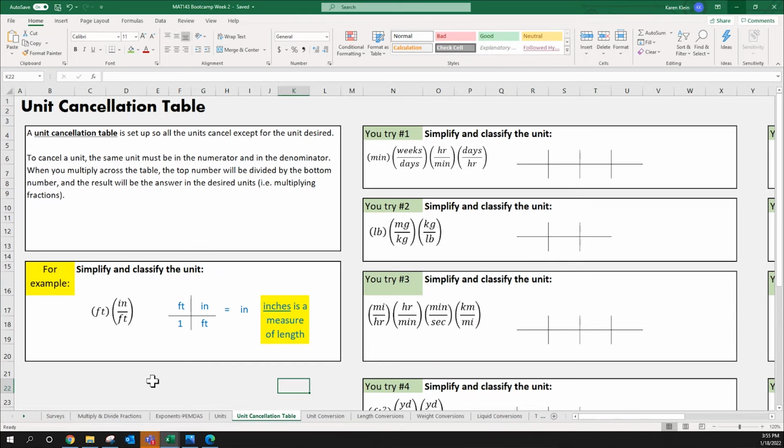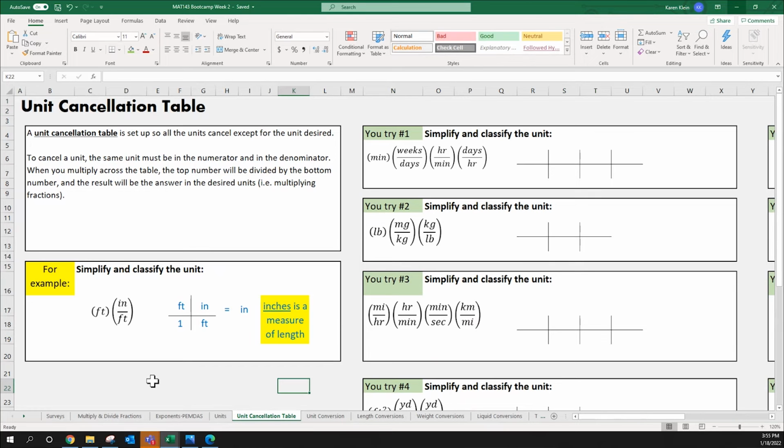So it's a way to organize your information so that you're able to see how do these units impact one another? How do these fractions get multiplied by one another? You'll notice that the way that these are set up is very similar to the way that we handled the fractions we were multiplying a few minutes ago.